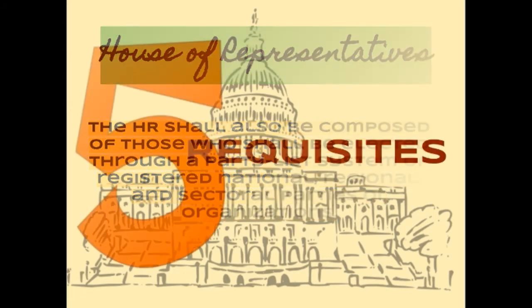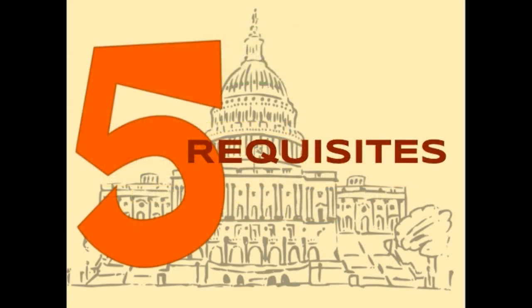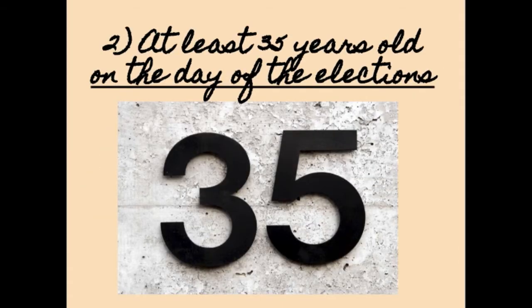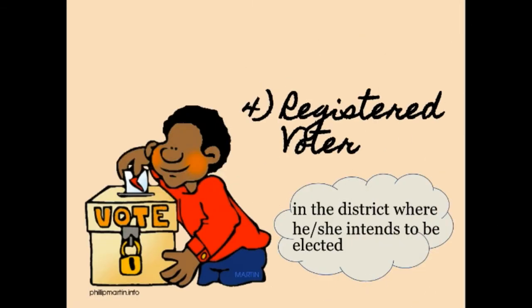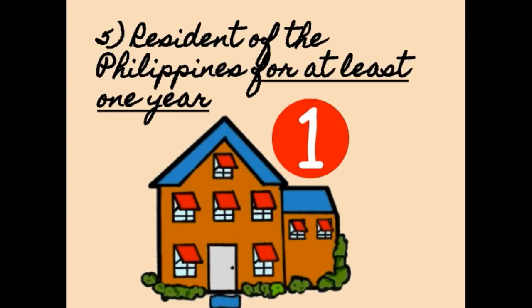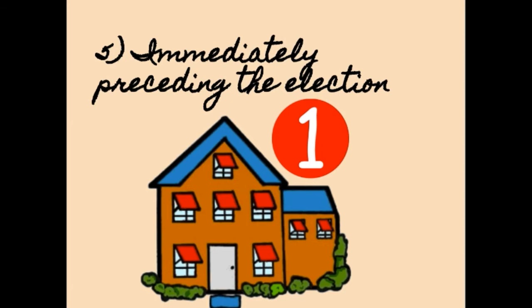To become a member of the House, 5 essential requisites must be present. You must be a natural-born citizen, at least 35 years old on the day of the elections, have the ability to read and write, a registered voter in the district where you intend to be elected, and you must be a resident of the Philippines for at least 1 year immediately preceding the election. In essence, the requirement for senators is similar to the requirements for members of the House of the Representatives, apart from the requisite of residency, because senators must have resided in the Philippines for at least 2 years, while members of the House must have resided herein for only 1 year, at least 1 year before the day of the election.